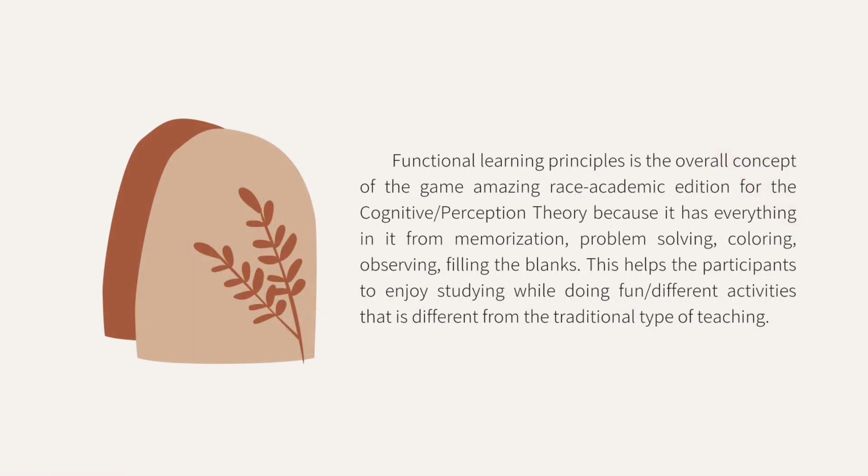Functional learning principles is the overall concept of the game Amazing Race Academic Edition for the cognitive perception theory because it has everything in it from memorization, problem solving, color observing, to fill in the blanks. This helped the participants to enjoy studying while doing fun and different activities that are different from the traditional type of teaching.